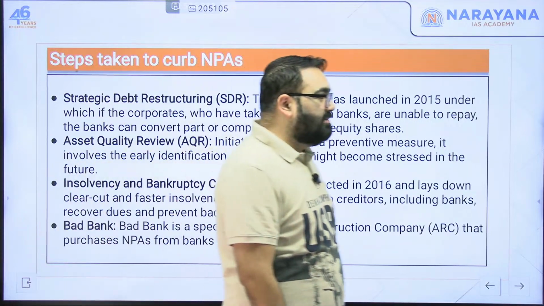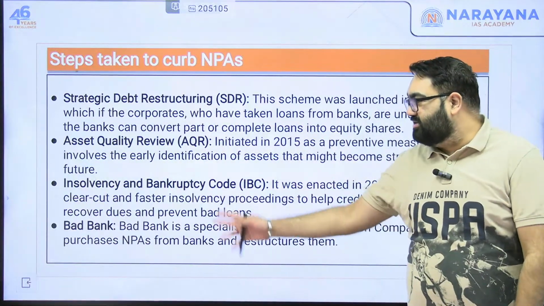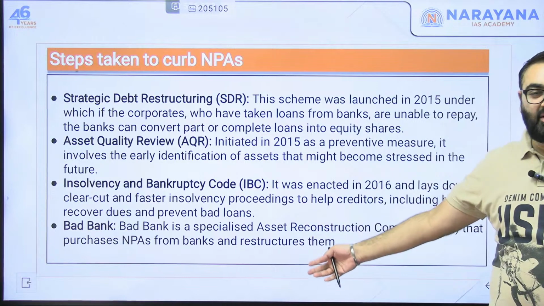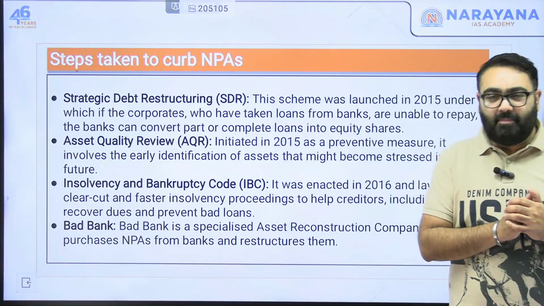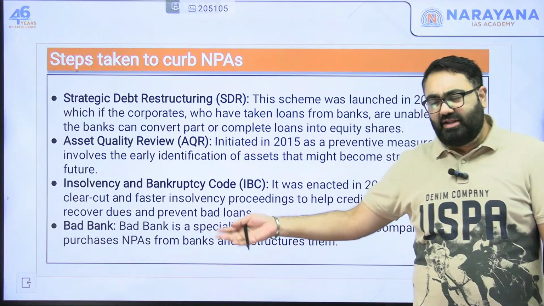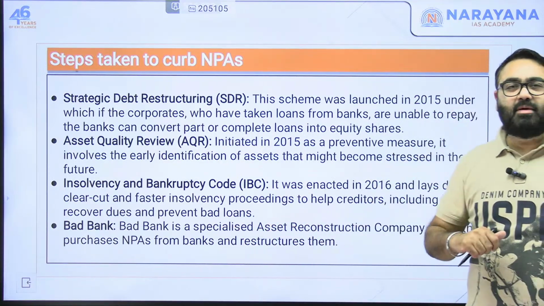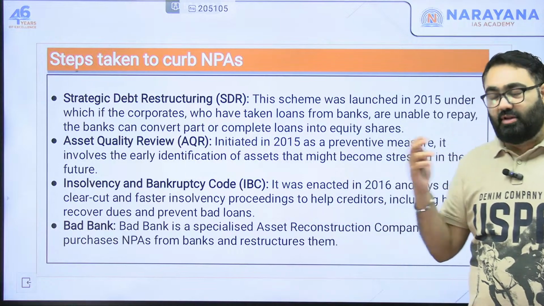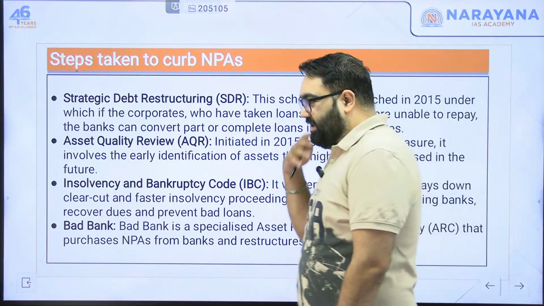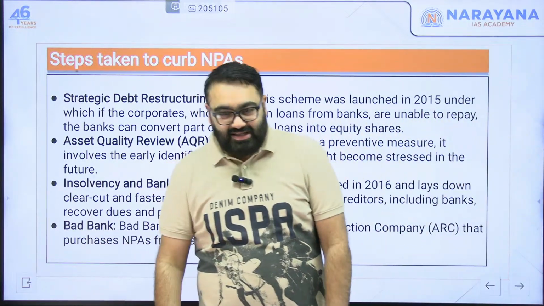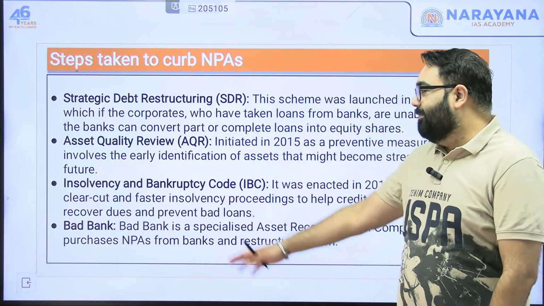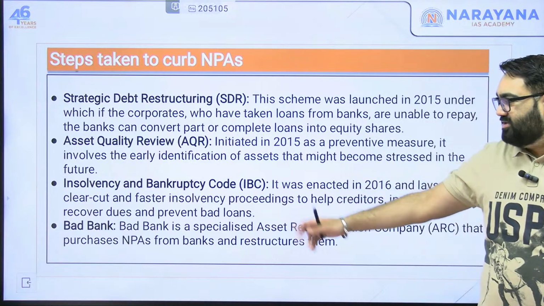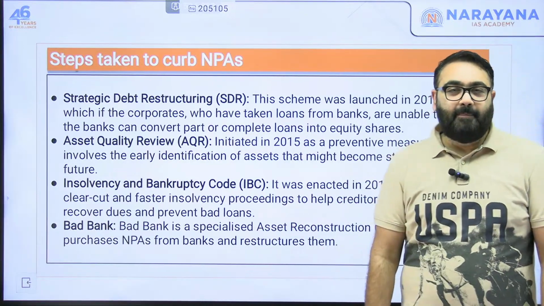Then there are some other things, such as, as I told you, asset reconstruction companies, called the bad banks, that have been introduced. It's the same thing. You may call it ARC, asset reconstruction company, or you may call it the bad bank. They do the same thing. They take over the bad loan. They give out some money to the bank so that they can settle, and then they are the ones who run after those people. We also have the Insolvency and Bankruptcy Code, introduced in 2016.